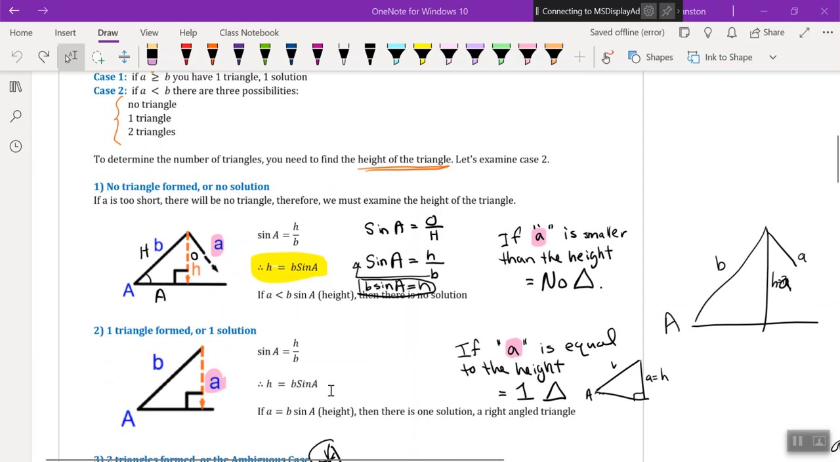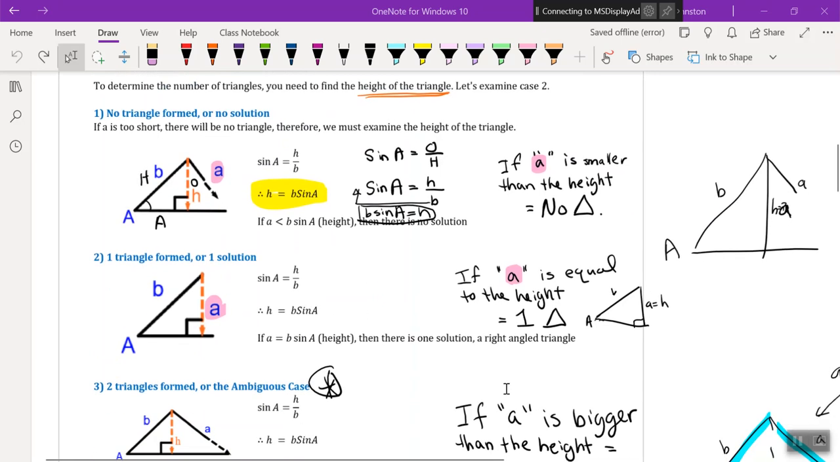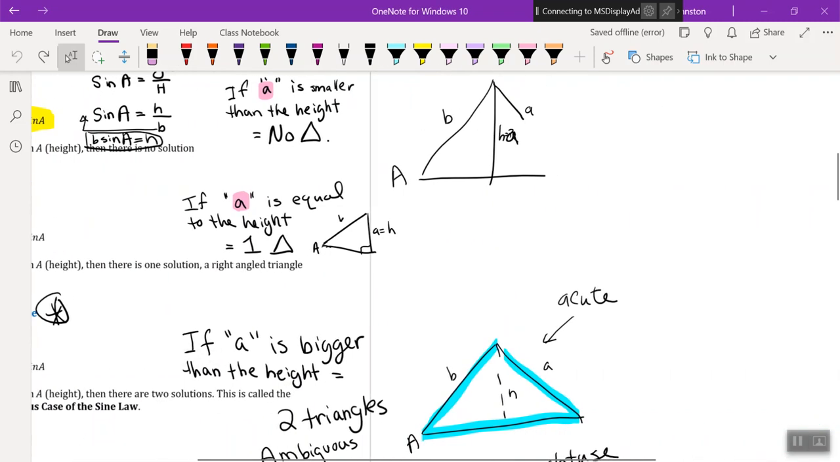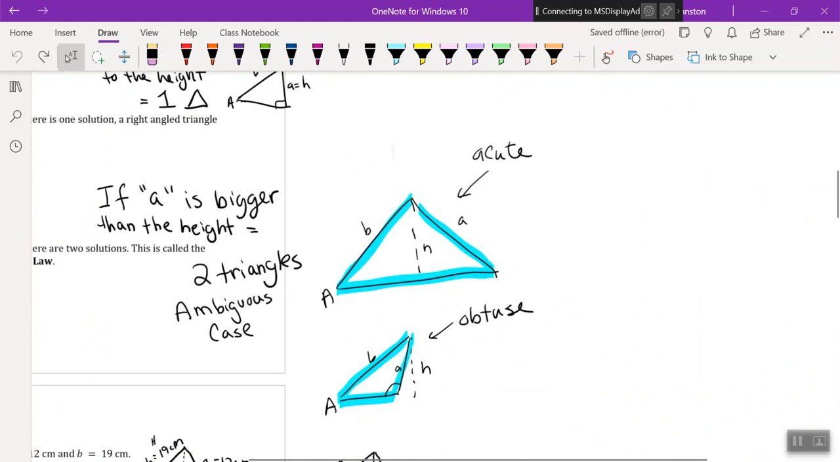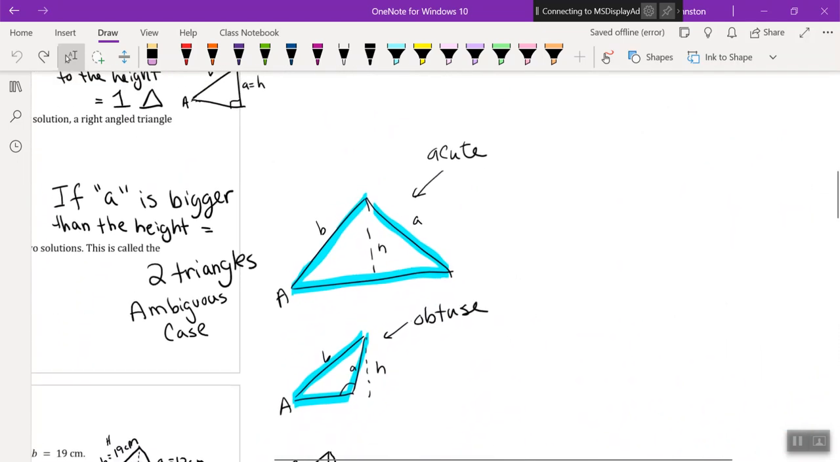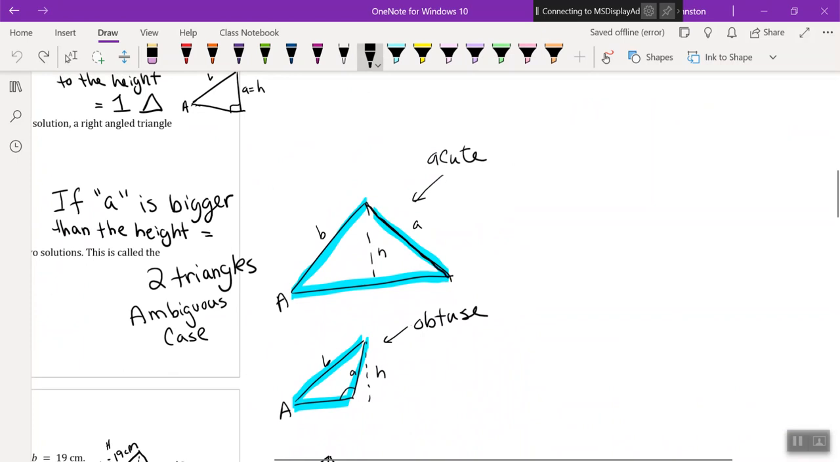Height is equal to b sine a. Then it's going to be equal to one triangle. And if a is bigger, then you can have two triangles. Let's talk about that. Having two triangles means that this a line right here can swing to here, to here. It's almost like a pendulum.